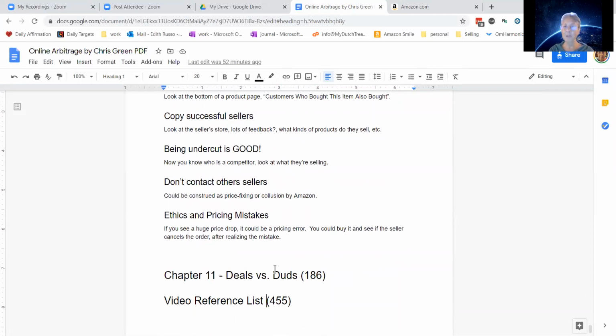So that was it for chapter 10. Finally got through it. So for next week, let's go ahead and do chapter 11, deals versus duds, page 186 in the PDF.